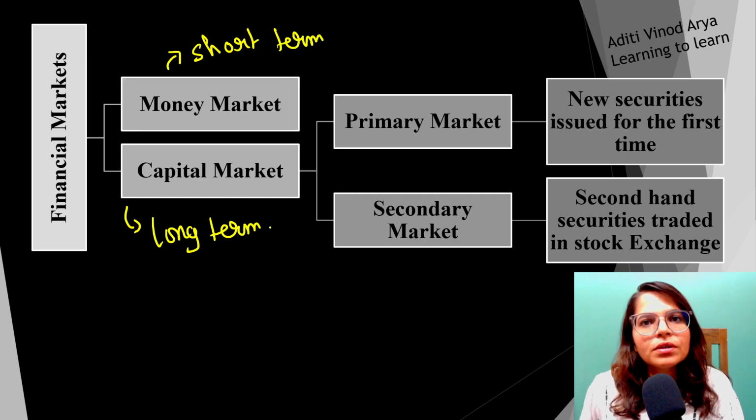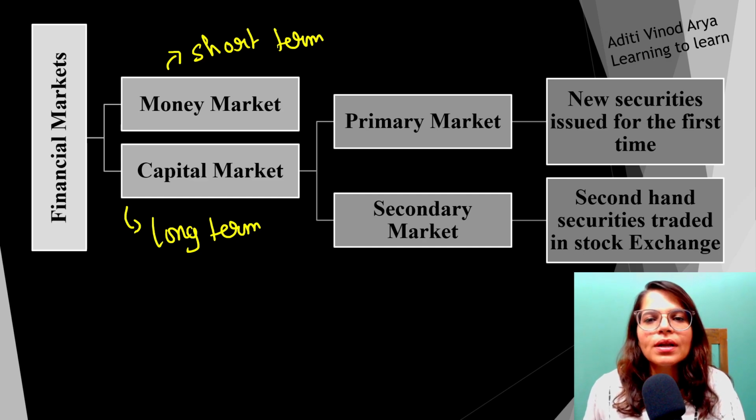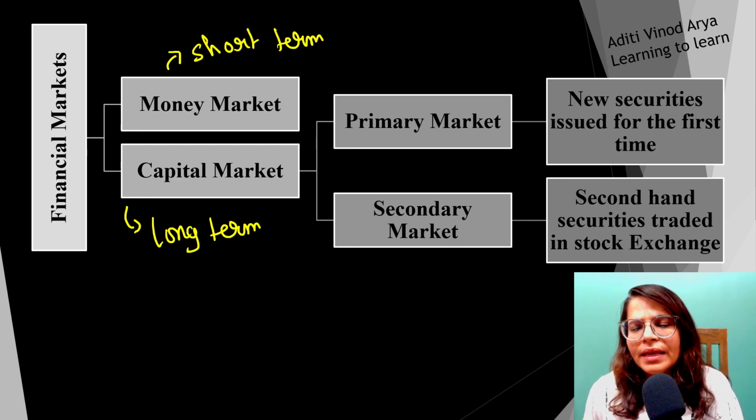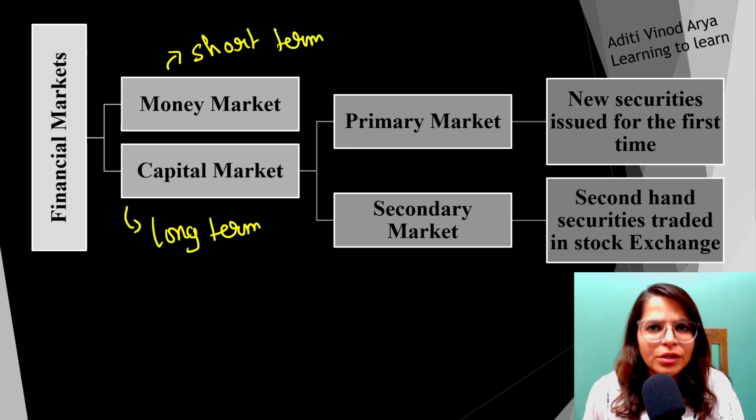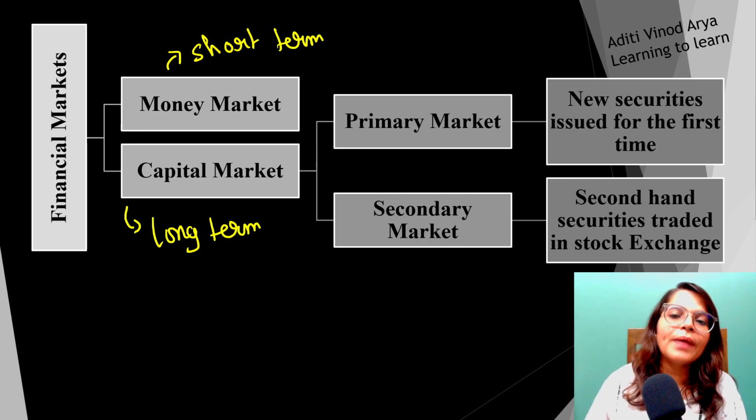Capital market could be further divided into primary and secondary market. Primary market means when a company or any organization issues shares or securities for the first time, they are sold in the primary market. So suppose a company issues an IPO, initial public offer, or any company issues new debentures, or a corporate issues bonds. When they are issued for the first time, first ever time in the market, they are issued in the primary market.